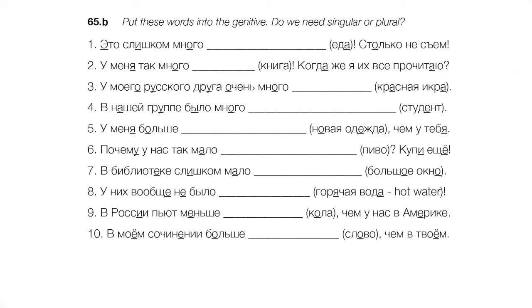Шесть, why do we have so little beer? Почему у нас так мало пива? Купи еще, right? Buy more. Семь, in the library there are too few large windows. Or we could say again, there aren't enough. В библиотеке слишком мало больших окон. Right? We can count windows, so genitive plural. Восемь, they have no hot water whatsoever. У них вообще не было горячей воды. Sorry, it was past tense. They had no hot water whatsoever.